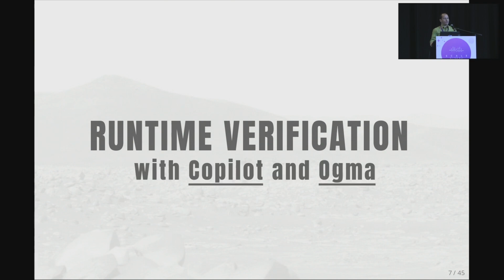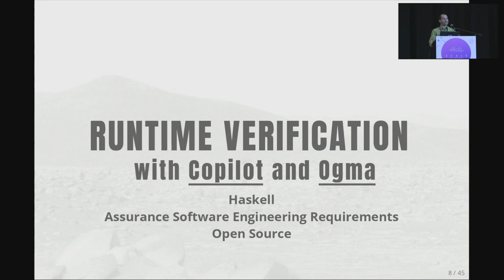And I work on 2 applications for NASA that are used for runtime monitoring, and they're Copilot and Ogma, and I'm going to talk about those. And I'm going to tell you not just some technicalities of the language, but also how we carry out software engineering activities, and we do this in a very open way, and hopefully some ideas that I want to pass on to other projects in the community. And just to give you a hint of what the talk is about, these projects are implemented in Haskell. They go through a qualification process at NASA, which I'll talk a little bit about. And as I said, they're open source.